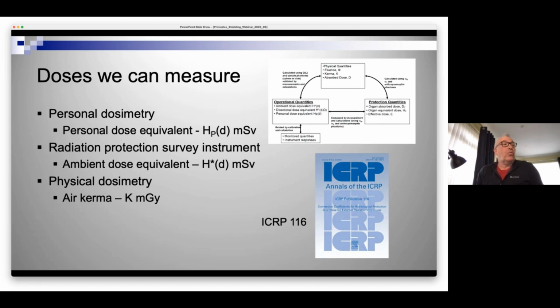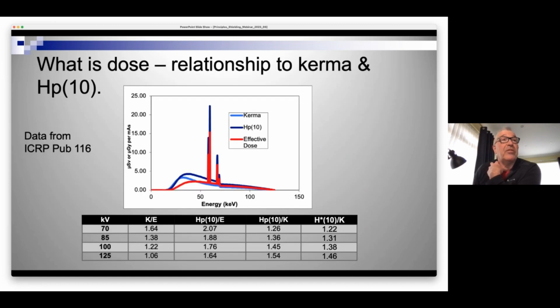So what doses can we measure in practice? Well, we can measure personal dose equivalent, we can measure ambient dose equivalent, or we can physically, with an ionization chamber or other similar device, measure air kerma. So these are our possibilities. In diagnostic radiology, the most usual thing to measure is air kerma.